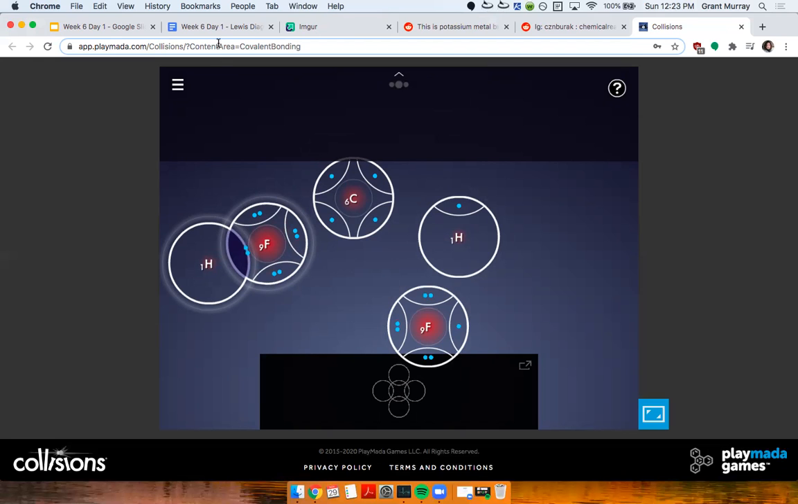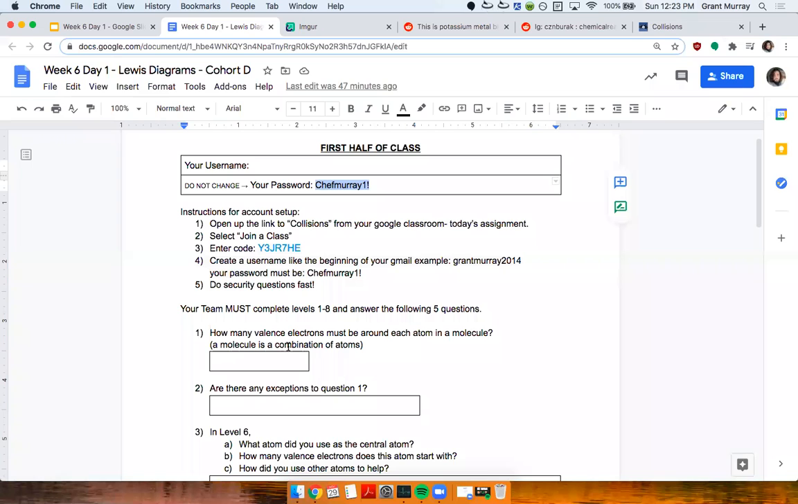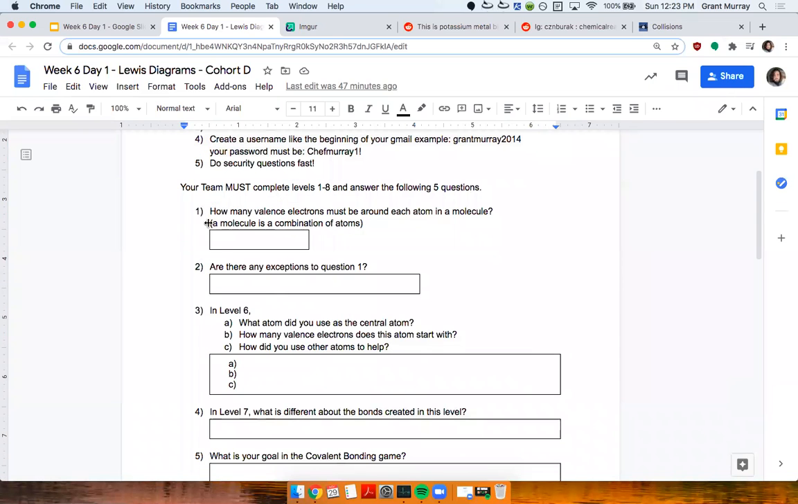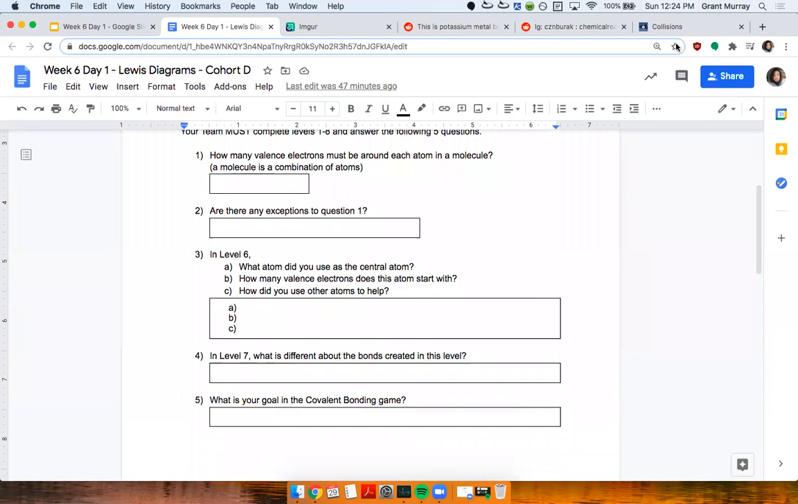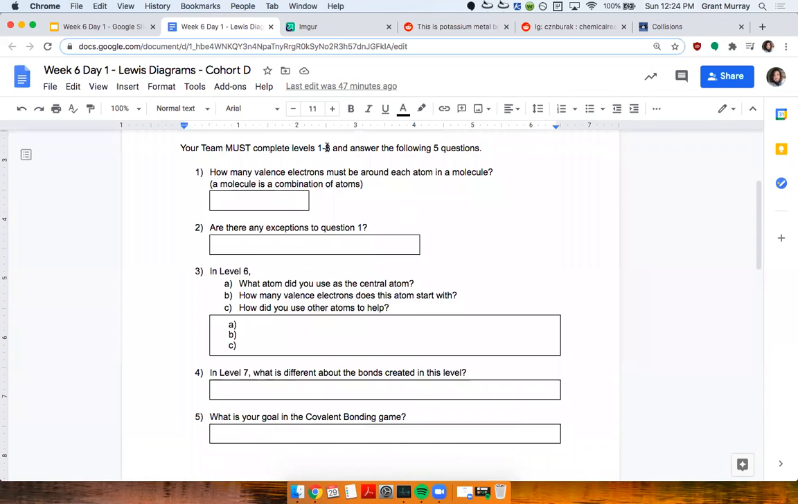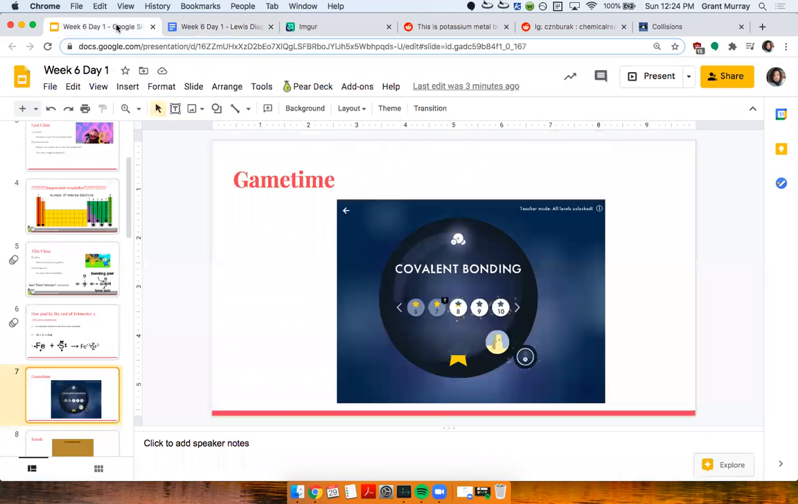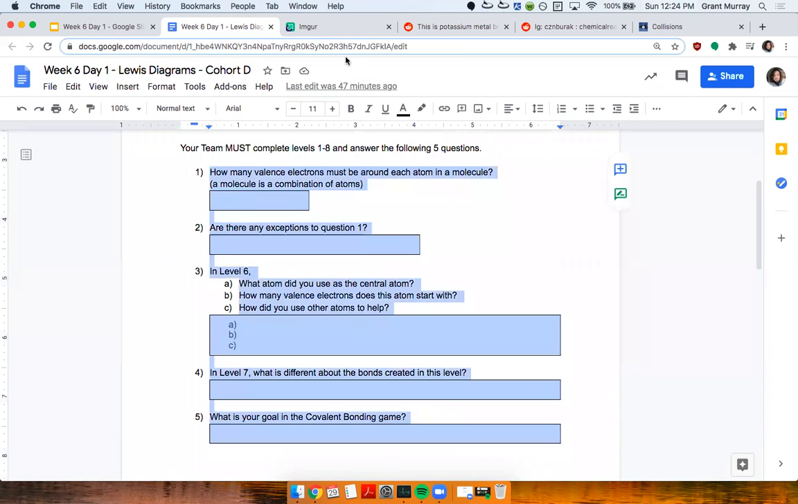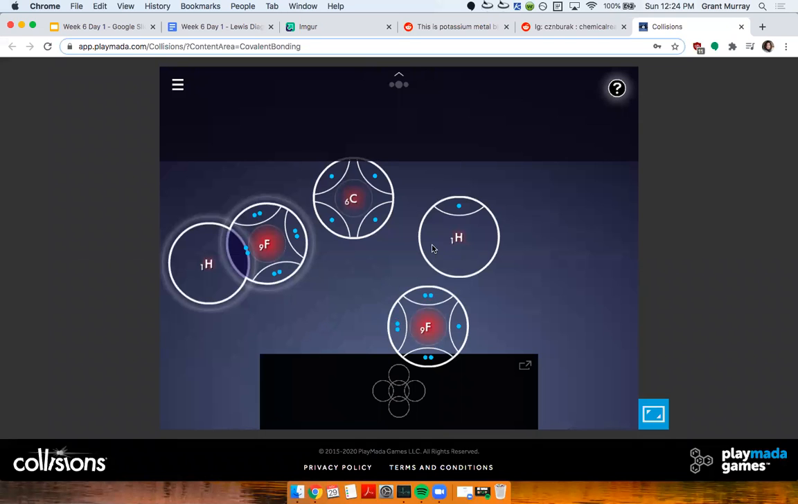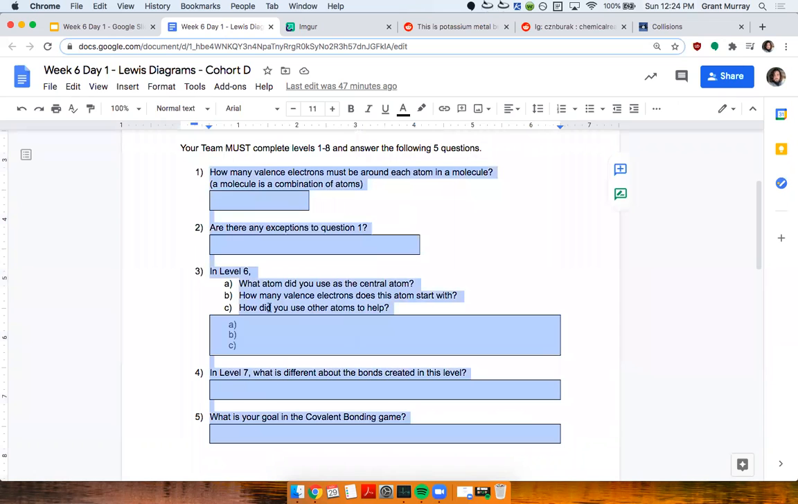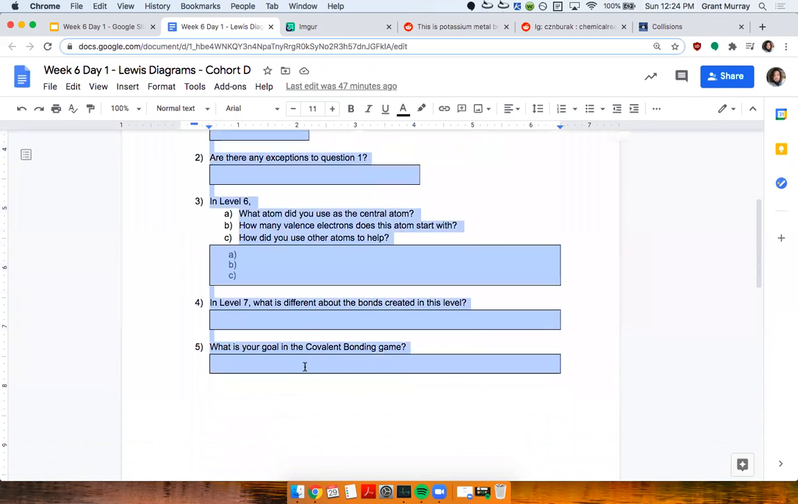It's pretty self-explanatory. What you definitely have to do is get through 8 questions and the 8 levels, levels 1 through 8, and you have to answer these 5 questions. If I see that any of these are blank, you won't receive credit for the exit ticket today. So take a second. You need to go to your Google Classroom. Your Google Classroom has a link to this. It's called Collisions. You play levels 1 through 8. You answer these 5 questions.